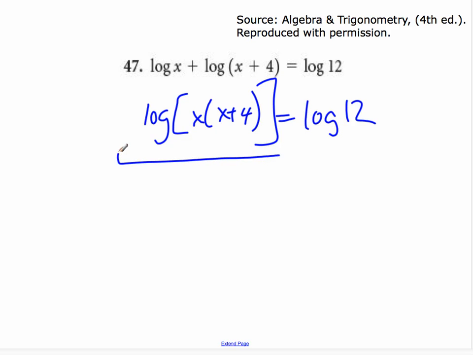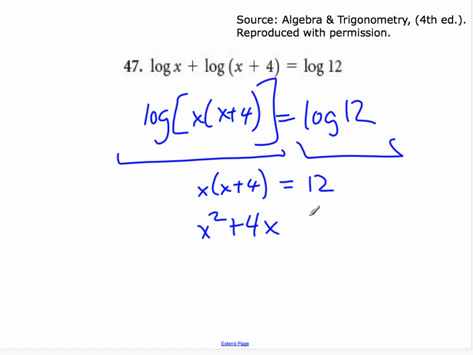Now, if I have log on both sides like this, it has to be one term here, one term there. I can't have two terms like this one. I have to combine those. Log of that, I can drop the logs. Property of logarithmic equality. So I have x times x plus 4 is equal to 12. Foil this, x squared plus 4x. Bring the 12 to the left side. Minus 12 is equal to 0.